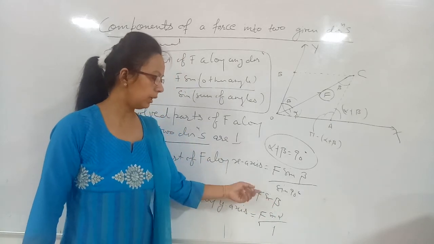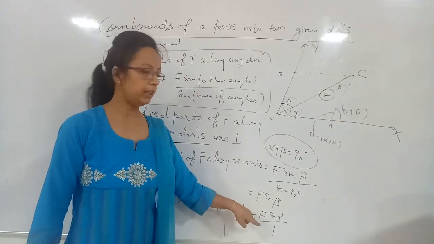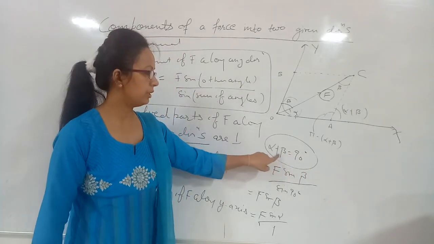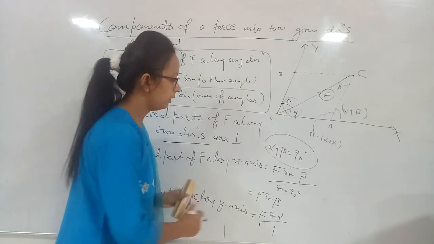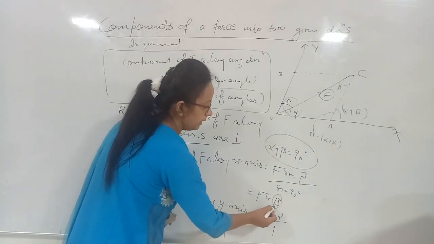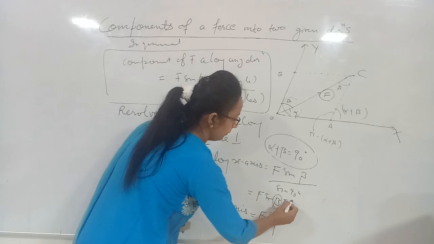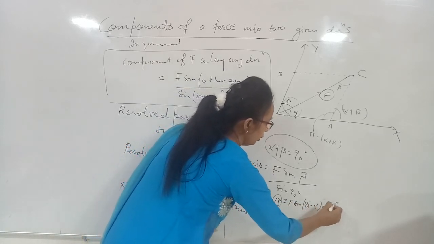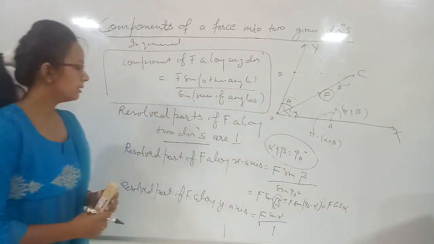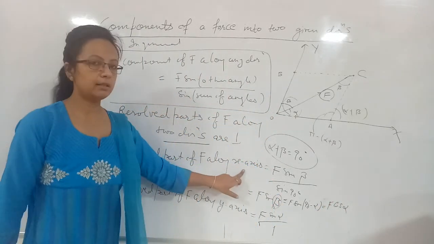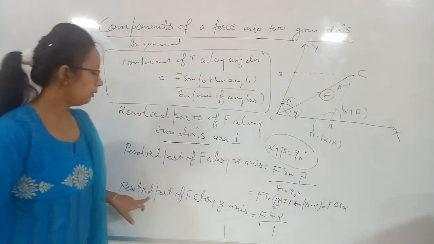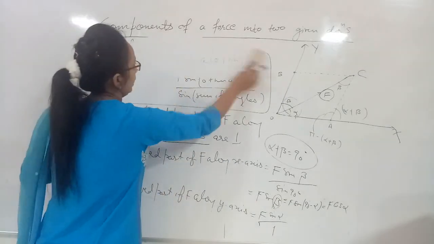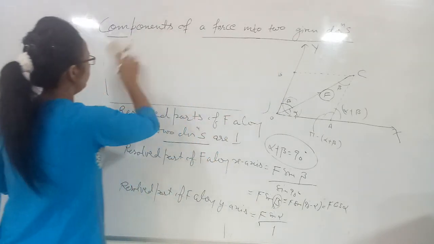We'll convert both the resolved parts into alpha only, because we know beta is equal to 90 minus alpha. Because their sum is 90, if we put beta as 90 minus alpha, then you will get sine of 90 minus alpha, that is F cos alpha. So the resolved part along the x-axis is F cos alpha, and the resolved part along the y-axis is F sine alpha, which I think you had studied earlier also.